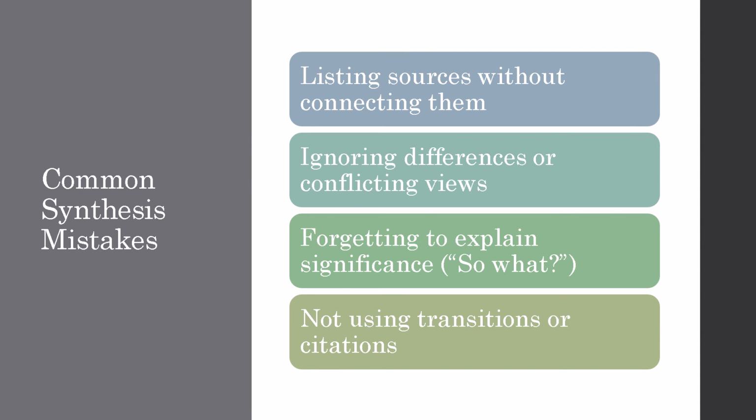So common synthesis mistakes come from just surface level thinking. Students often write one sentence per source without linking them, and that's just summarizing. Others mention agreement but ignore the opposing evidence. So you always want to ask, what do these sources mean together? And finally, don't forget your citations, don't forget your transitions. They kind of turn a patchwork of quotes into a unified argument.